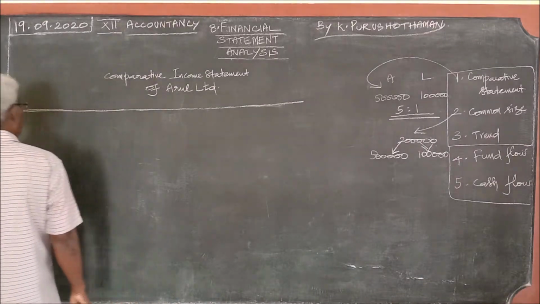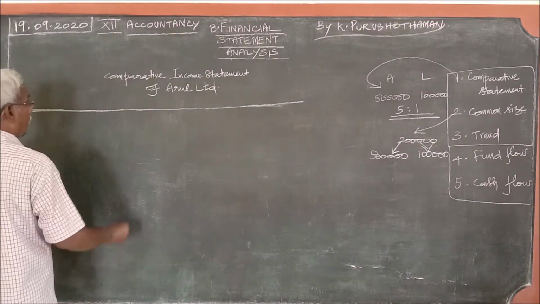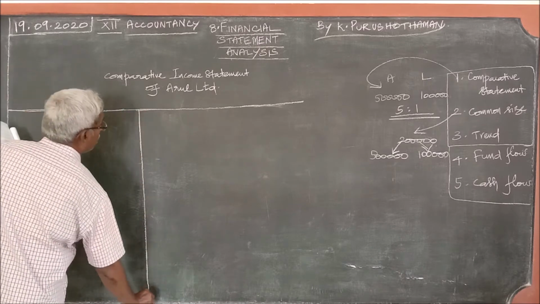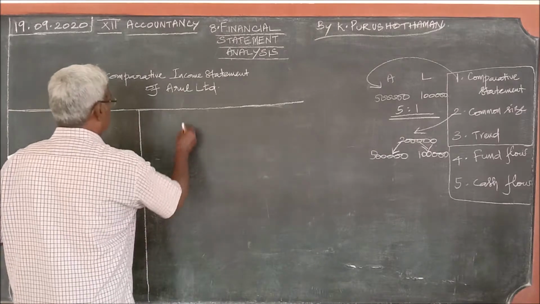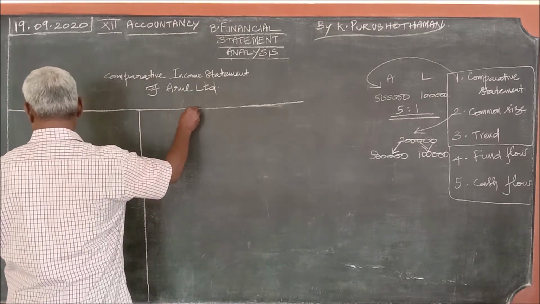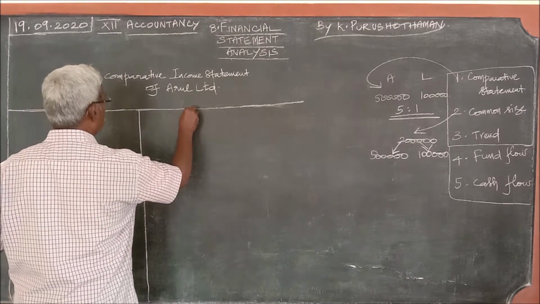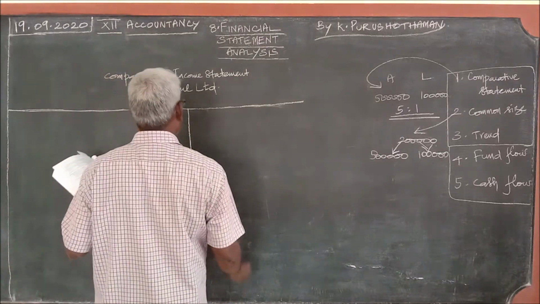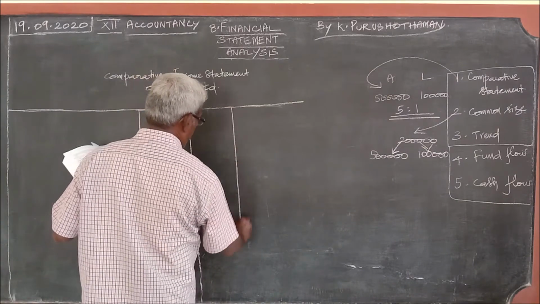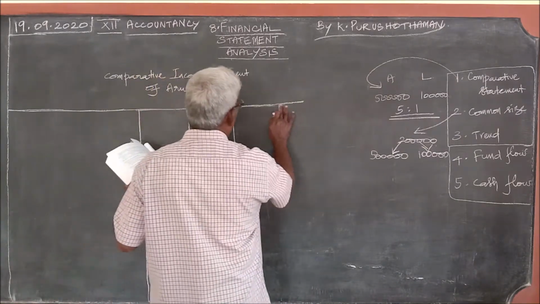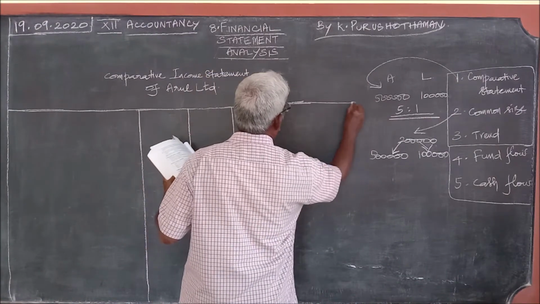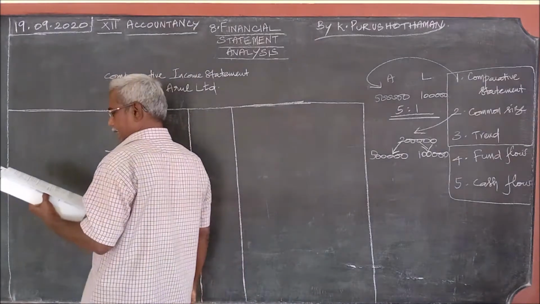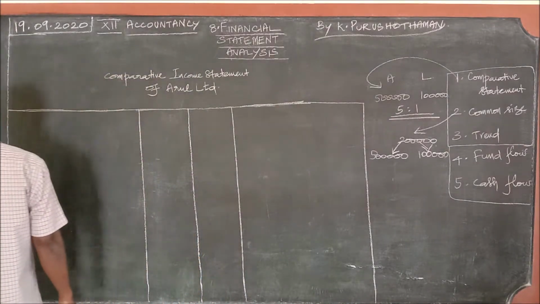The first column, particulars. Second column, there are 2 years given. If there are 3 years, they can take 3 years. Only 2 years are given. For 15-16, the next one is for 16-17, and there are 2 more columns which we shall see later on. And the first one, revenue from operations.